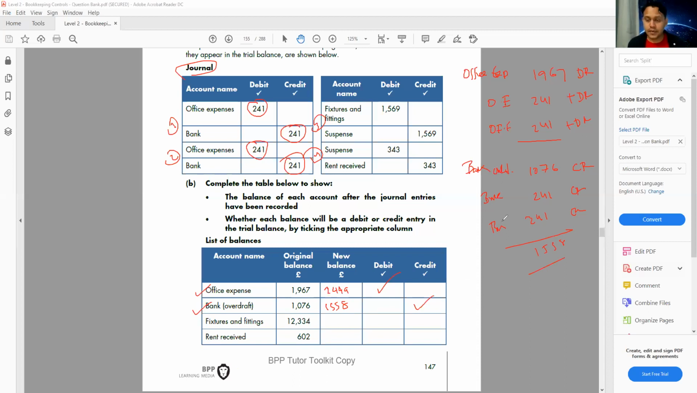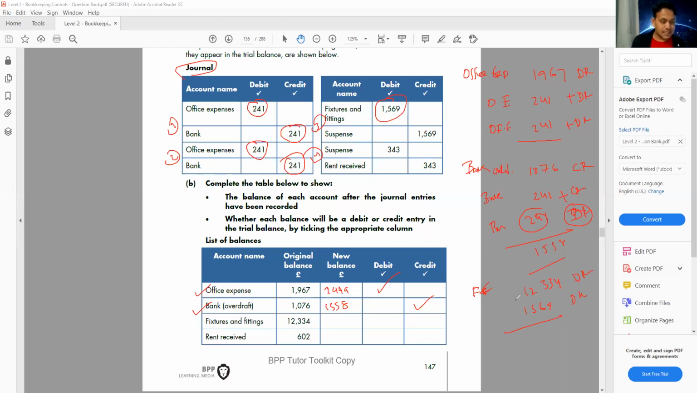Remember, if there is one debit, for example, if this bank is debit, I do this plus this minus this. So understand the question. If there is one debit, you minus it against the credit. Debit and credit always means plus and minus. Do not forget that. The next one we have is fixture and fittings. Normally it is debit, so fixture and fittings 12,334. That is our debit. And we can see we have fixture and fittings, that is our debit, 1569, that is also debit. So how much is the new balance?